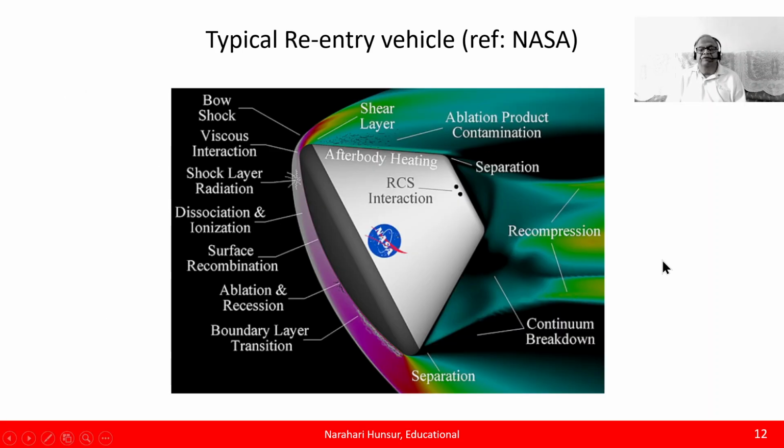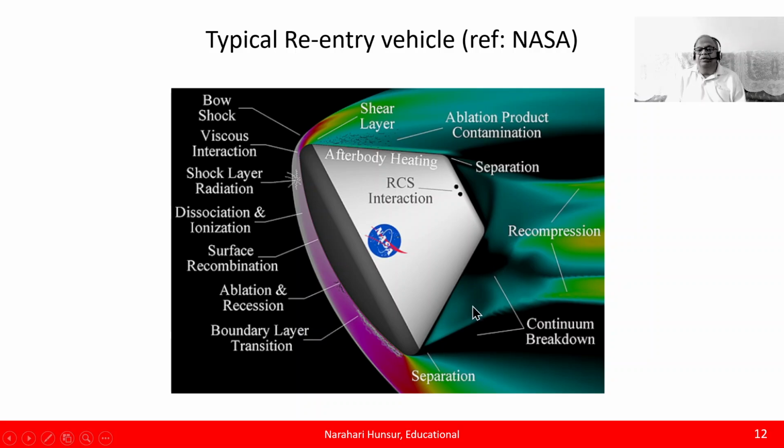A quick infographic from NASA. This is a re-entry body, typically entering blunt side first so that you create a bow shock. Most of the energy is dumped in front of the re-entry body, not on the body. That's the idea of coming blunt first. Here you can see there's a bow shock, viscous interaction, shock layer, a whole lot of phenomena happening, and there is a separation at this point.